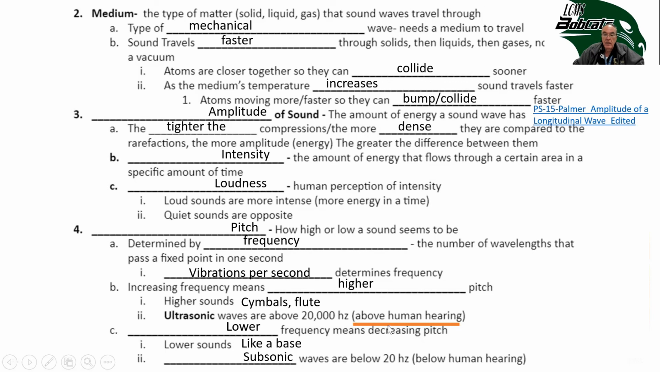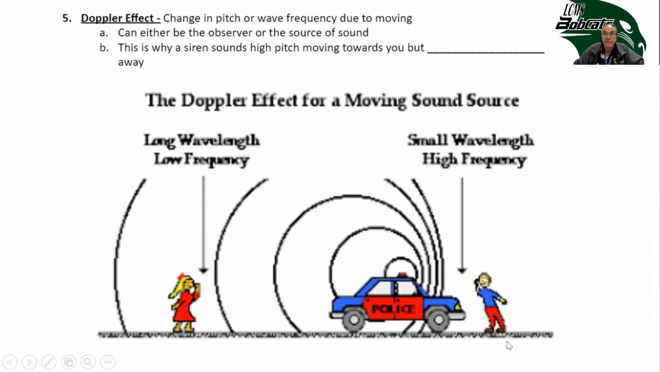So notice that the sounds are labeled based on our hearing. Ultrasounds are ultrasonic, and we're going to talk about ultrasound. Those are the sounds that they use for imaging. They're just sounds above what we could hear, and subsonic are sounds below what we could hear. We're going to stop here and pick up next time with the Doppler effect.